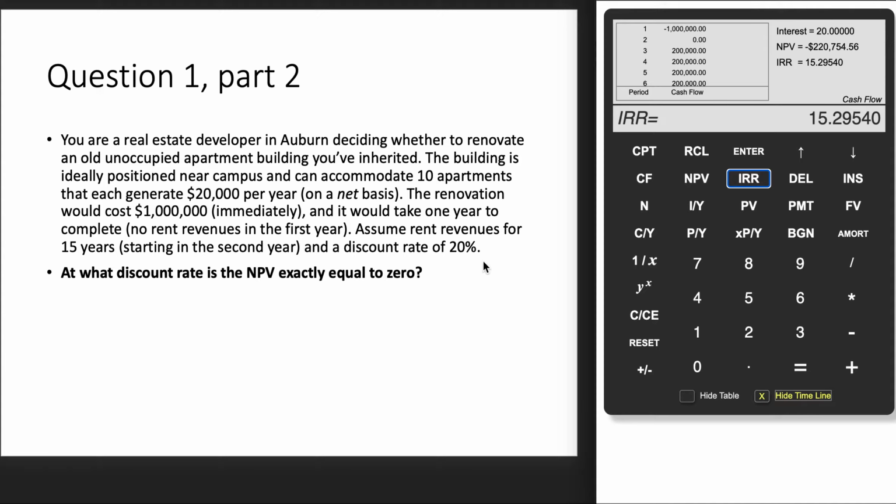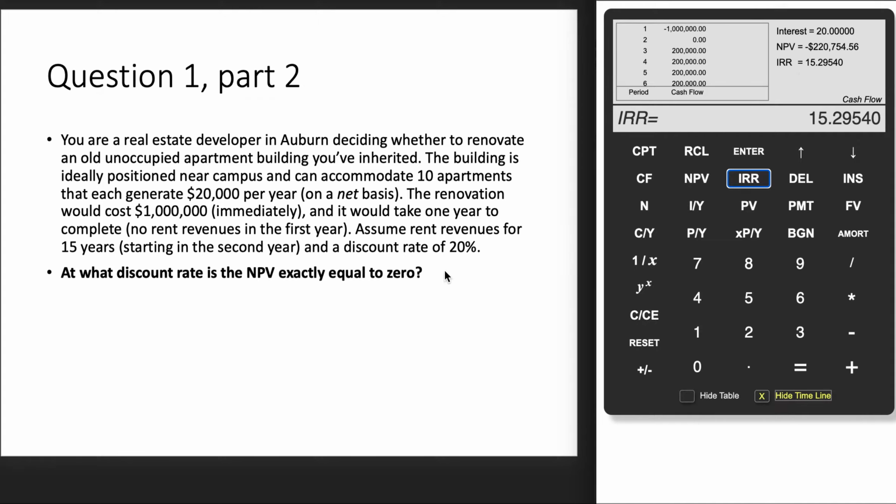It's not that this opportunity has a negative return. It's just that the return is less than my required return. And because it's less than my required return, my NPV is going to be negative. But if I had used a discount rate of 15.295, then my NPV would have been exactly equal to 0. And that is the internal rate of return by definition. Okay, I hope that makes sense.